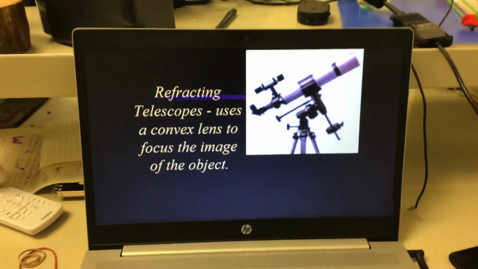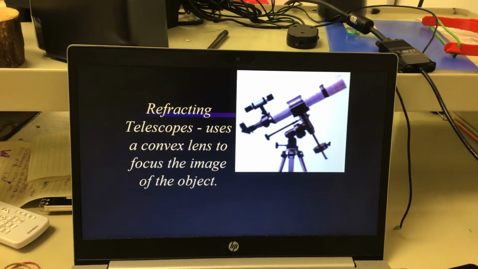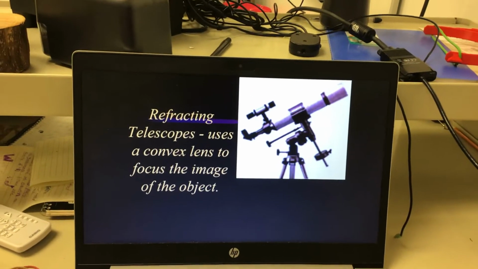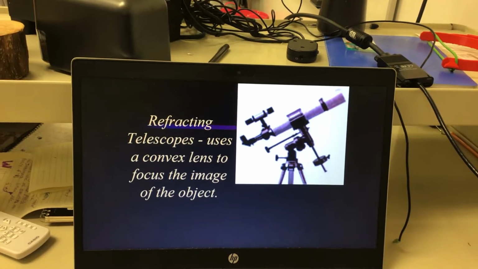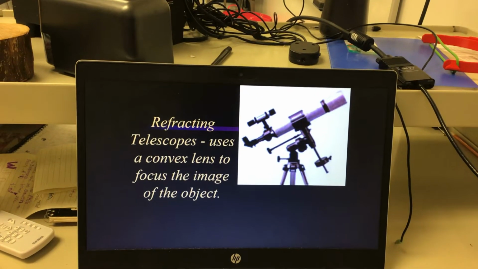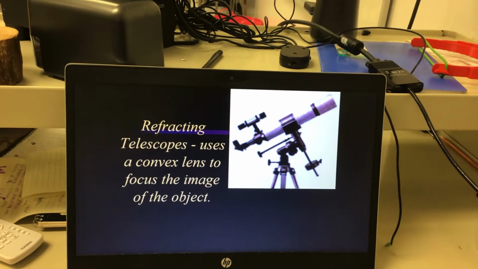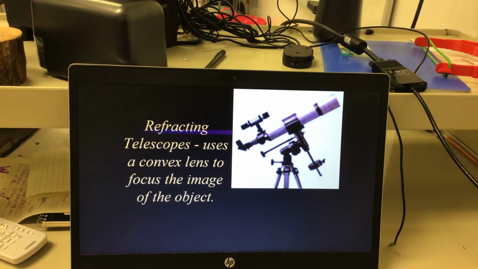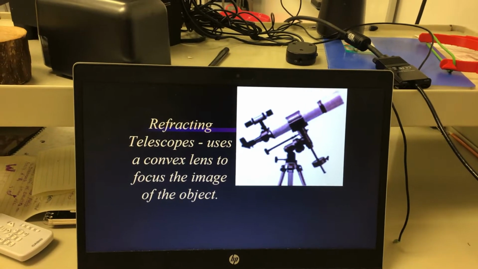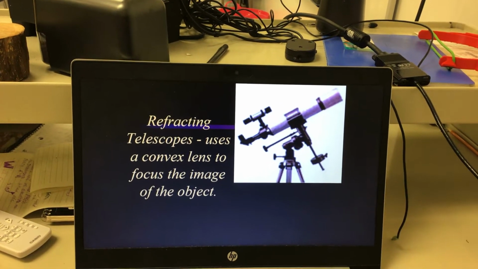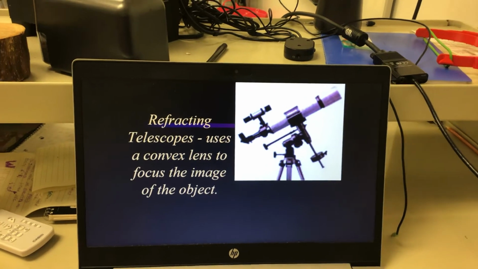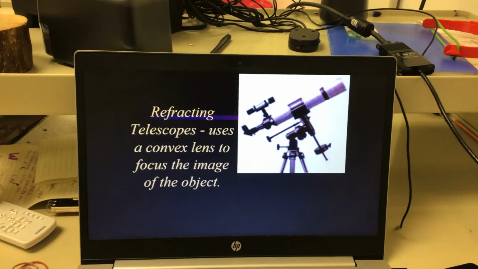Refracting telescopes use convex lenses to do the same thing. Convex is like bulged out. Concave is like the inside of a spoon. Convex is like the spoon from the bottom side. It's bulged out.